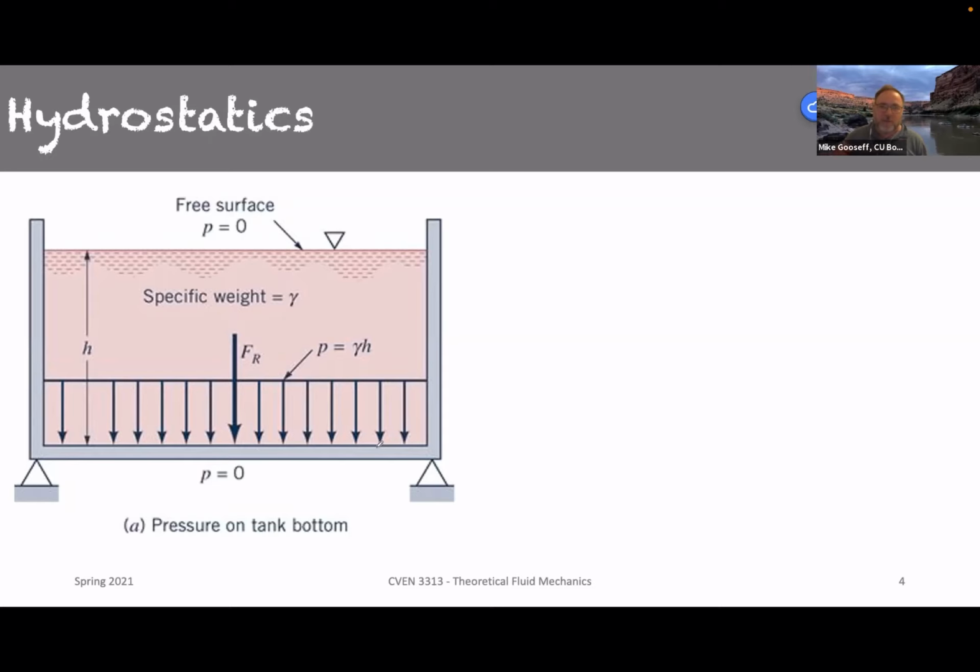If we want the total force that's acting as a result of that, remember we said that pressure has dimensions of force per unit area, or force per length squared, right? Then we multiply that pressure by the area of the bottom of this tank, and that would give us a force, right?